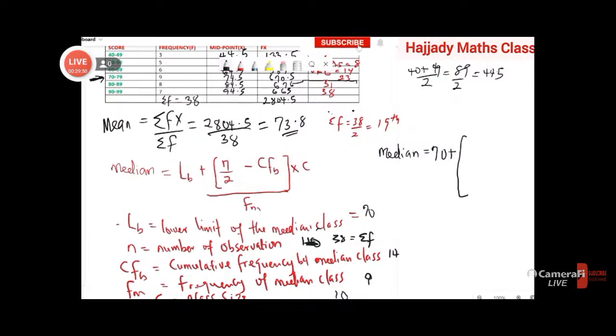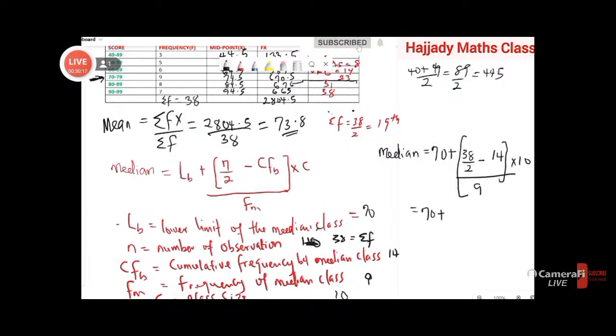In bracket n over 2, our n, which is the number of observations, is 38 over 2, minus the cumulative frequency before the median class, which is 14, all over, okay, we have this closed, times our class limit, which is 10, everything over the frequency of the median class, which is found to be 9.